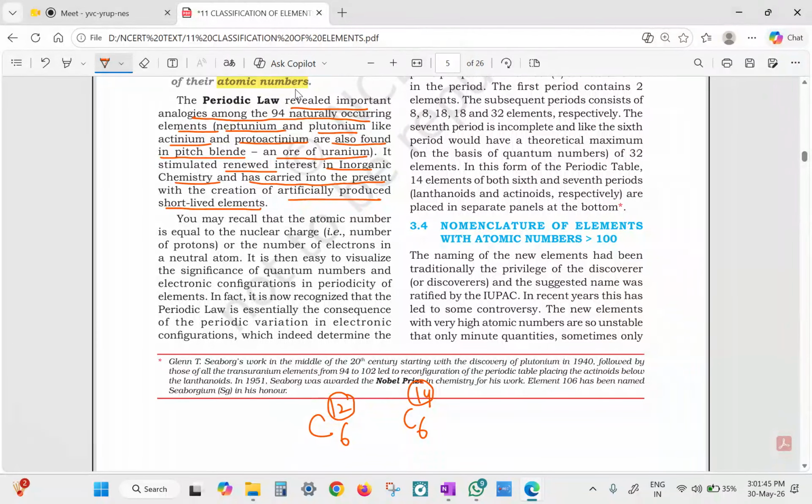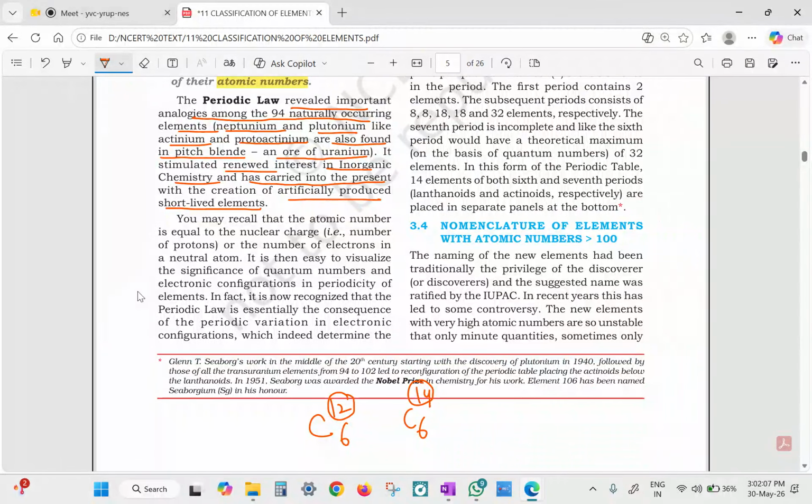Why are they short-lived? Because those elements are artificially made and they are very unstable. Since they are very unstable, they are very short-lived. But at least this kind of study of the elements kindled the thought of maybe synthesizing new and new elements. Is it okay? Yes. Okay.